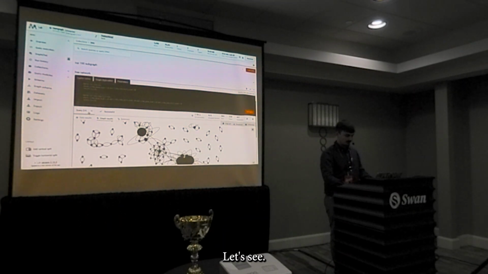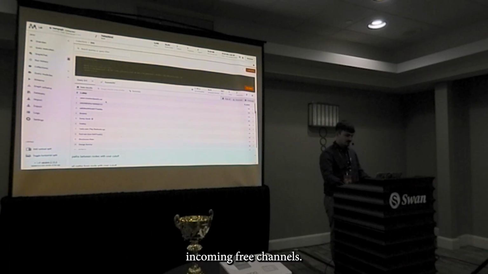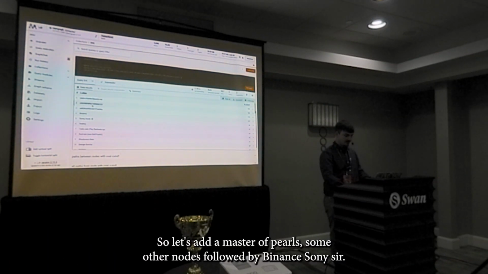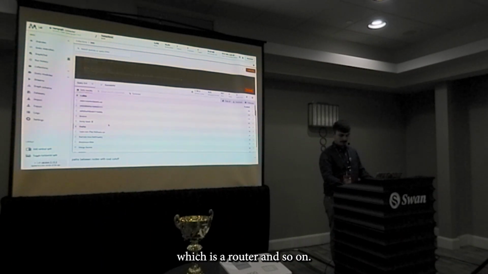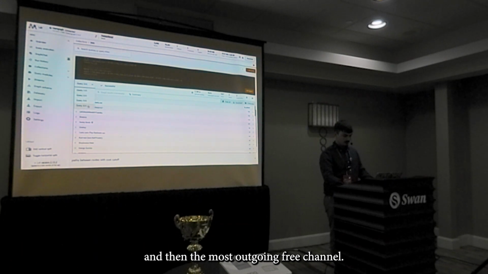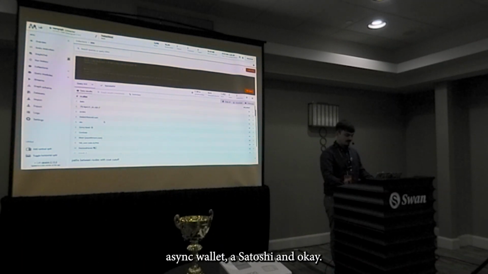Let's see. These next ones are who has the most free channels, incoming free channels, so that's Adam, Master of Pearls, some other nodes, followed by Binance, Sunny Sarah, which is a router, and so on. And then the most outgoing free channels. So Boltz has the most outgoing free channels, followed by Gspot, Async, Wallet of Satoshi, and OKX.